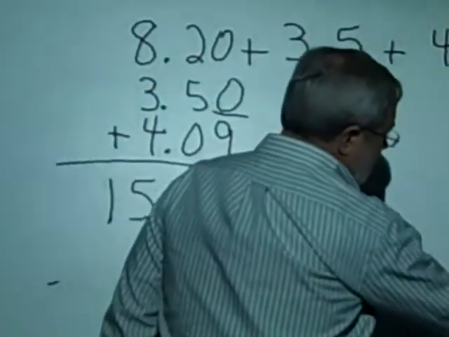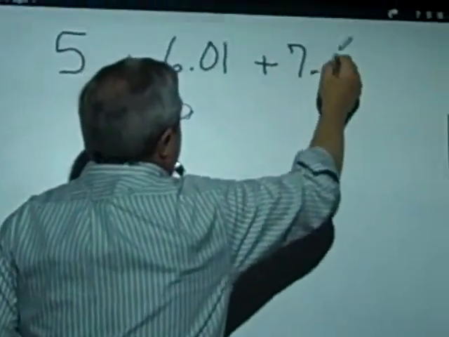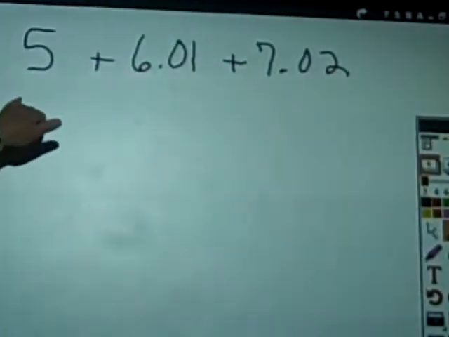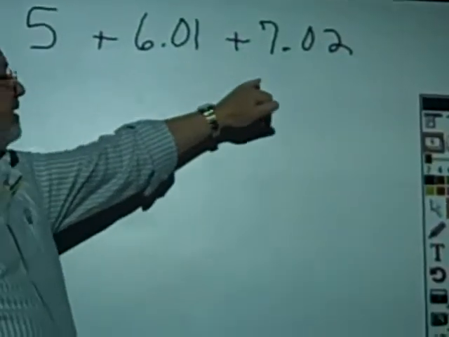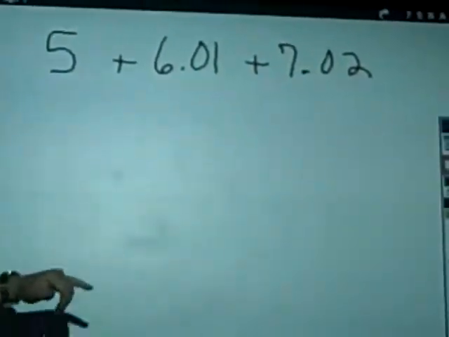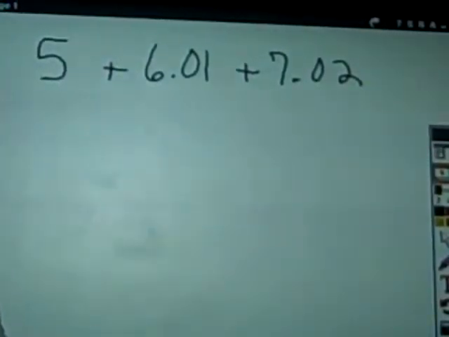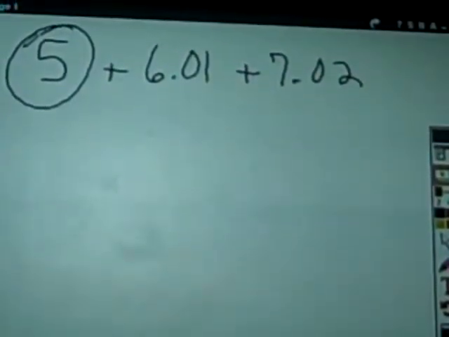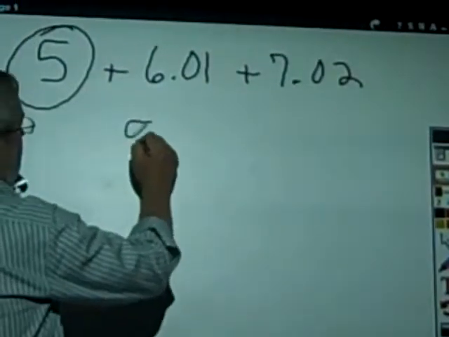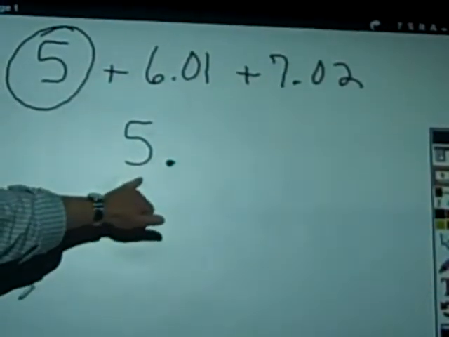Alright, now let's try something else. It's going to look a little bit different. Now notice what I've got up here this time. I've got 5, which is our whole number. I've got 6.01, 7.02, both decimal numbers. The one thing that most of us have the biggest problem with, carelessness, forgetfulness, whatever, is remembering that 5 is a whole number, and anytime I've got a whole number to be written as a decimal, I must place the decimal behind that number. If you don't do that, you're going to be in serious trouble.